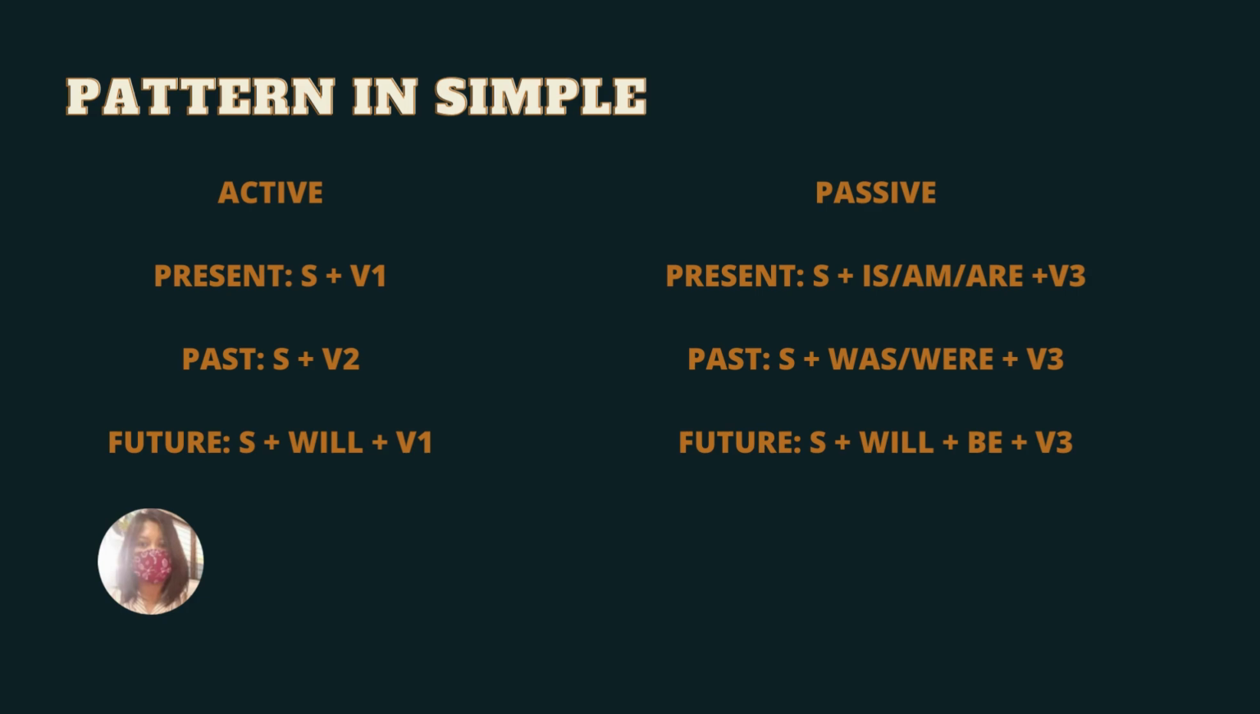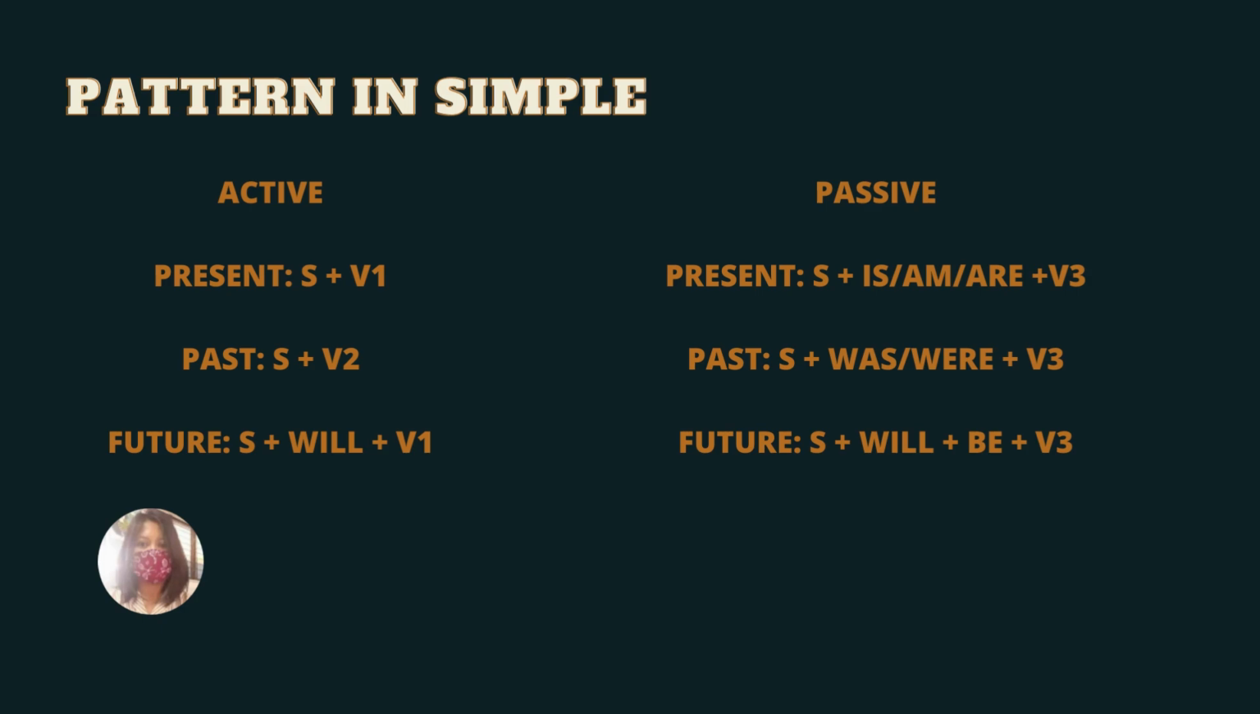The to be in present is is, am, are. The to be in past will be was, were. And because this is future, just use be here. So you are going to put be between will and the verb 3. So remember, guys, what you should remember in the simple is just the additional words. What's the additional word? That will be to be.